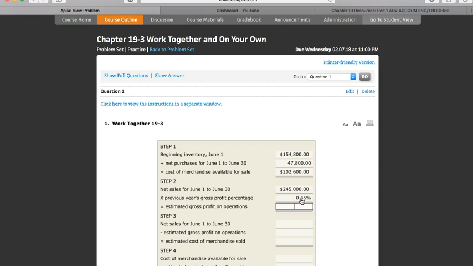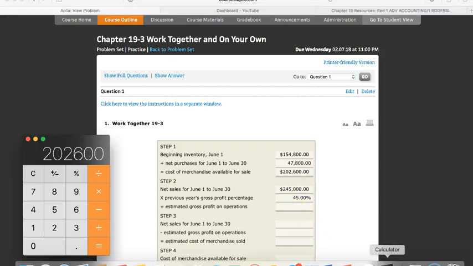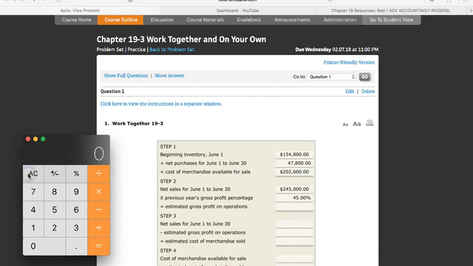Trying to figure out how to put this in a plie. Nope, that won't work. Okay, so we need to just put the number 45 because it's 45%. So we multiply this times 45% to get our estimated gross profit on operations. So again, let's go to our calculator. And we have 245. And we're going to multiply that times 45%. And we get $110,250.